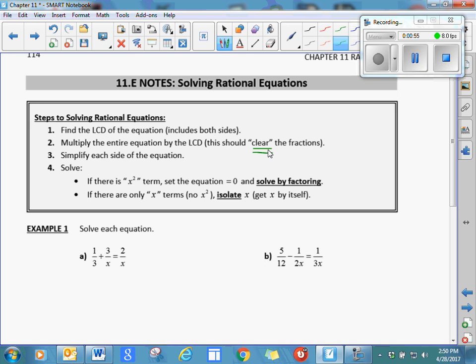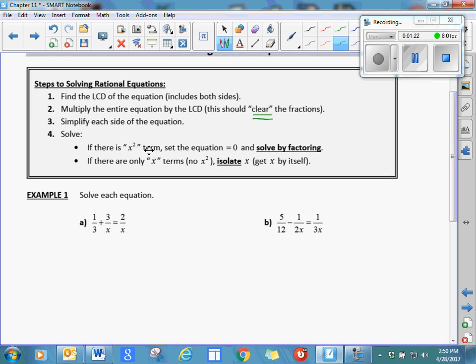And this is very different than solving rational expressions, because with expressions, when you multiply through like we've just done in 11D by the lowest common denominator, you don't get rid of your fractions. You get a single fraction bar and you work to simplify them. This looks different. Once we get rid of the fractions, if we have an x squared term, we're going to set it equal to 0 and solve by factoring. If we only have an x to the first, a single x exponent, we're going to isolate the x and solve by itself.